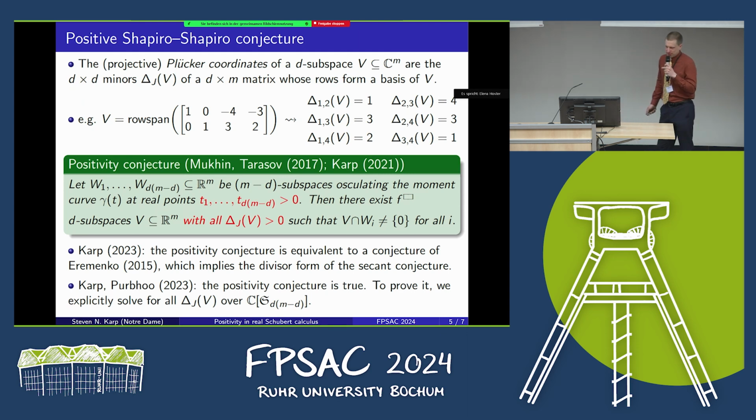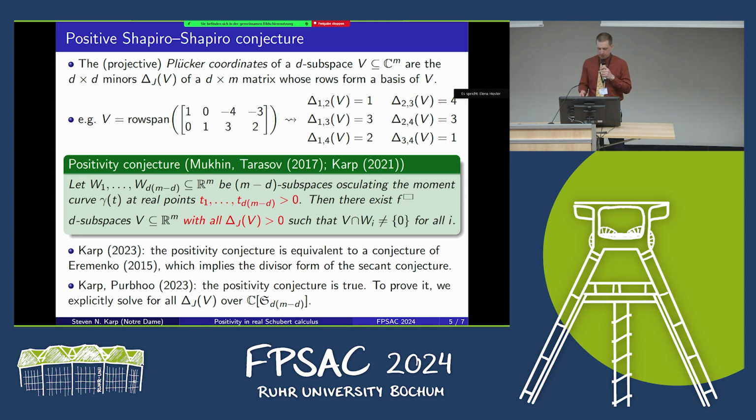So now I want to try to explain how we proved this positivity conjecture. Our approach is that we want to view these points of osculation, these t_i's, as parameters, and we want to solve for this Pluecker coordinate, delta_j of V, for a solution V in terms of the parameters. Now, this is, in general, kind of a hopeless exercise. These Pluecker coordinates are solutions of polynomial equations, and in general, we don't expect, given a system of polynomial equations, to be able to solve them exactly.